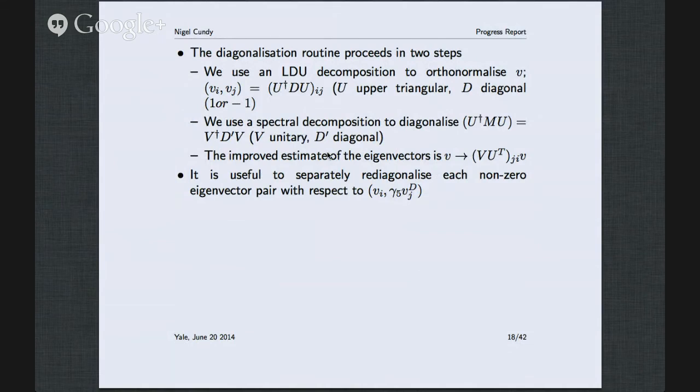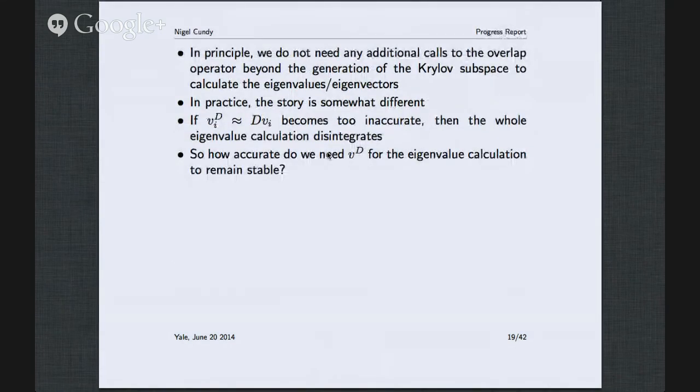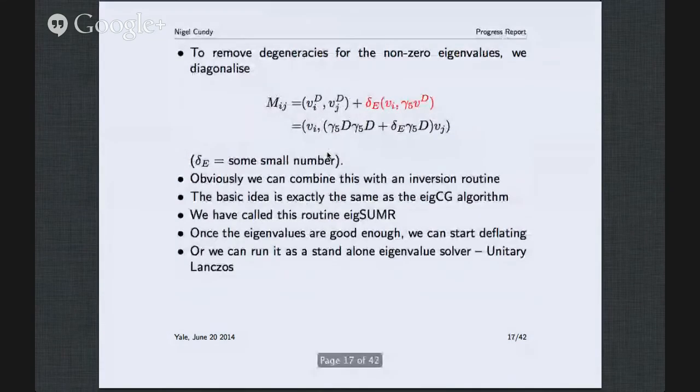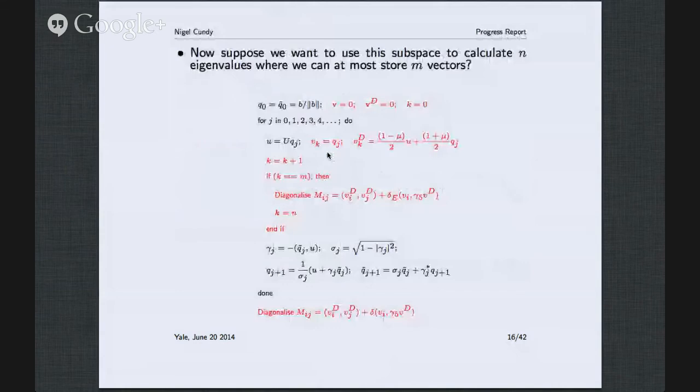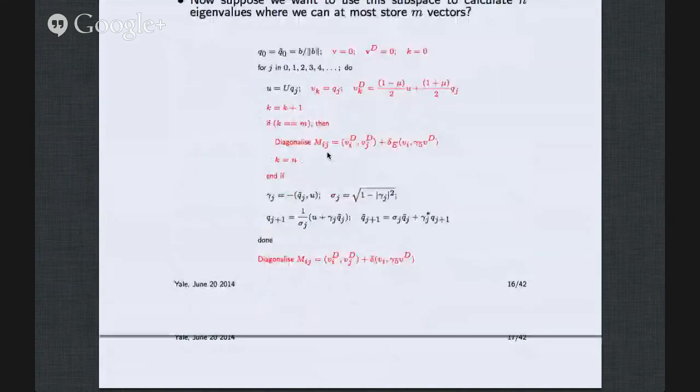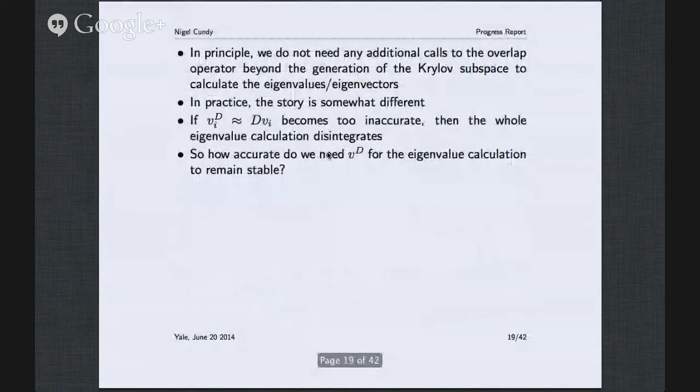U here is used in my orthonormalization, and V is the matrix of the eigenvectors. It's useful to re-diagonalize each non-zero one. That's basically a technical detail. Now, in principle, we don't need any additional calls to the overlap operator beyond the generation of the Krylov subspace. In practice, it is somewhat different. If our VD, which is meant to be the Dirac operator times the Q vector, becomes too inaccurate, then the whole eigenvalue calculation can disintegrate.